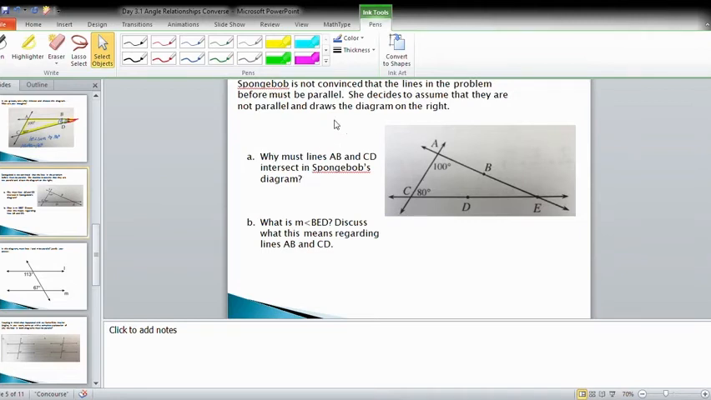So, again, looking at this, right? SpongeBob is not convinced that lines in this problem must be parallel. She decides to assume that they are not parallel and draws a diagram to the right. Why must lines AB and CD intersect? The reason they have to intersect is because we cannot have a 0 degree angle in a triangle, right? Not possible. Therefore, if these two angles are going to be 180 degrees, this cannot happen, right? They cannot intersect. It forces them to straighten out and be parallel.